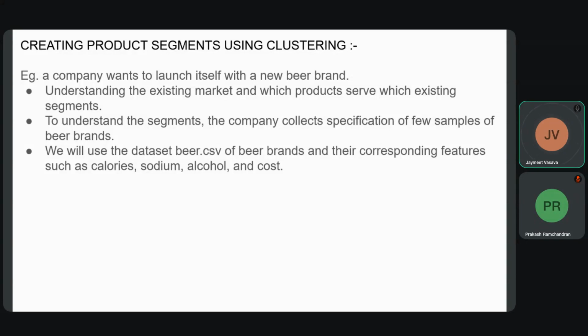So we'll use the dataset beer.csv that the brand will be using in order to understand the customer segment, and what each of the contents of the beer are, and other information regarding the beer and how it affects the segments.